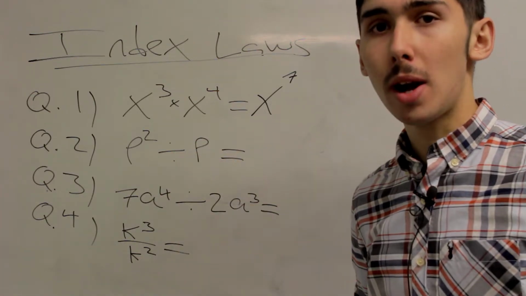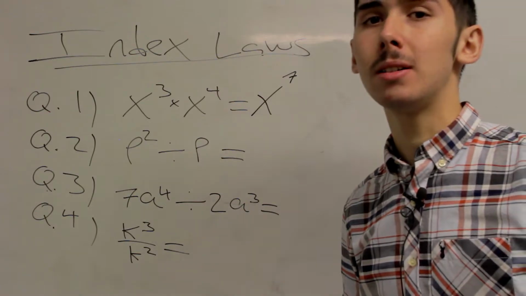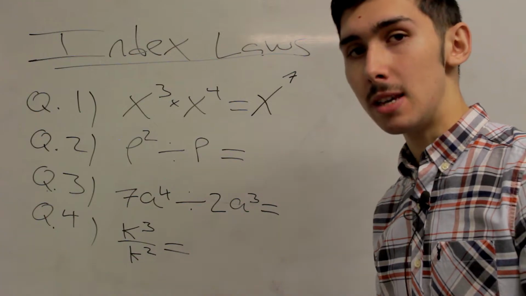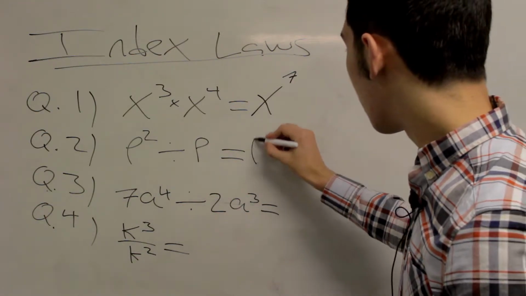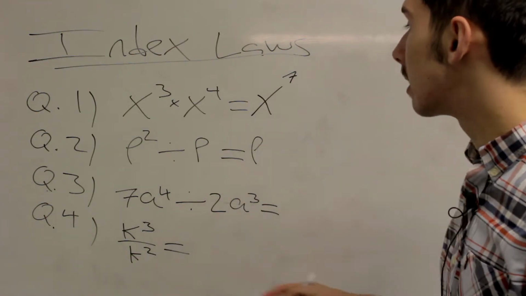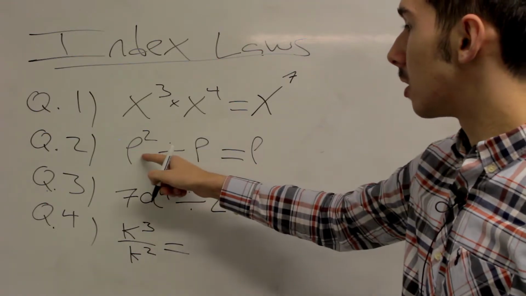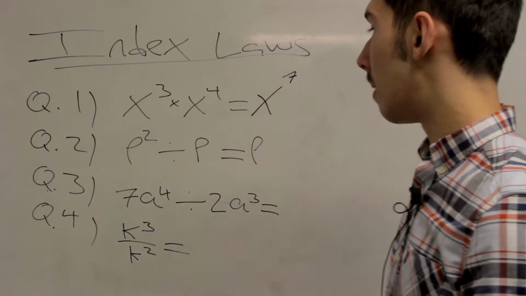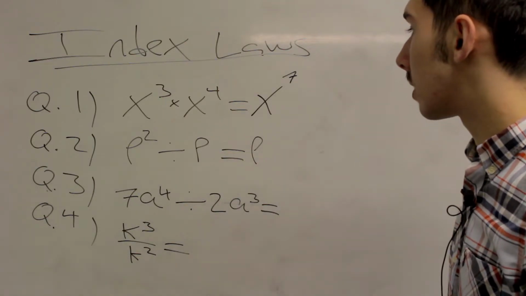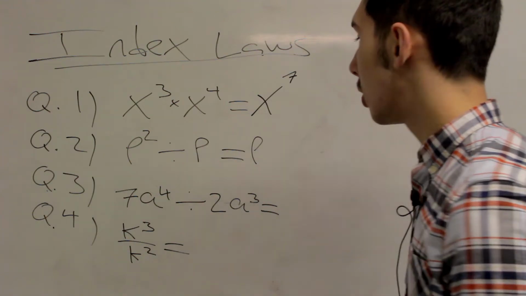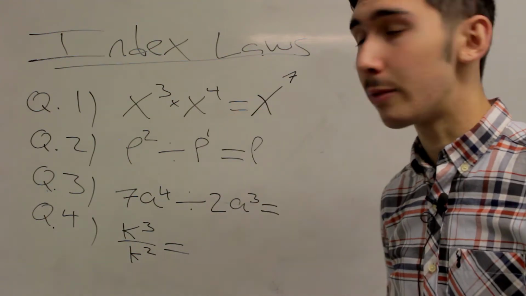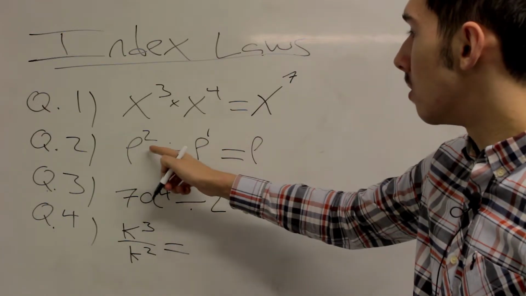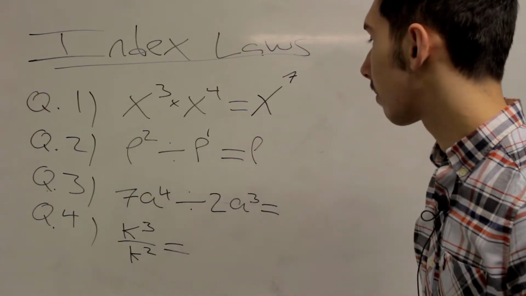p squared divided by p. Well, p squared means p times p. So p times p divided by p should just give us p again. So, p squared divided by p is p to the 2 times p to the minus 1, technically. So we could put a 1 here if you wanted to, and you could say p to the power of 2 minus 1, okay?